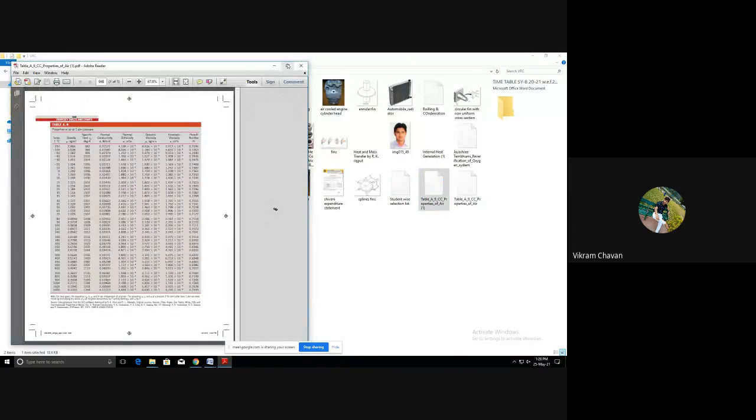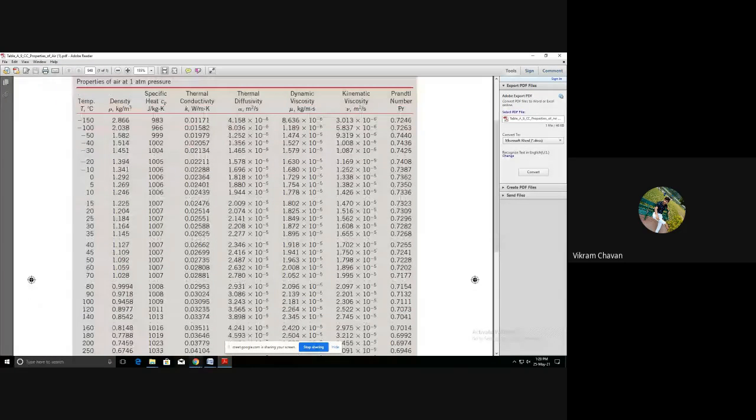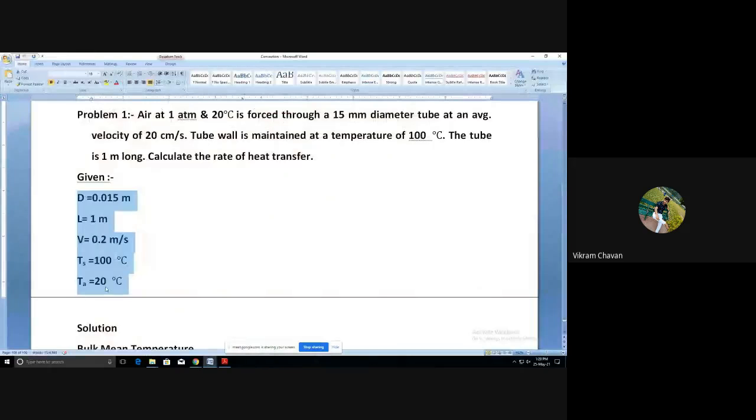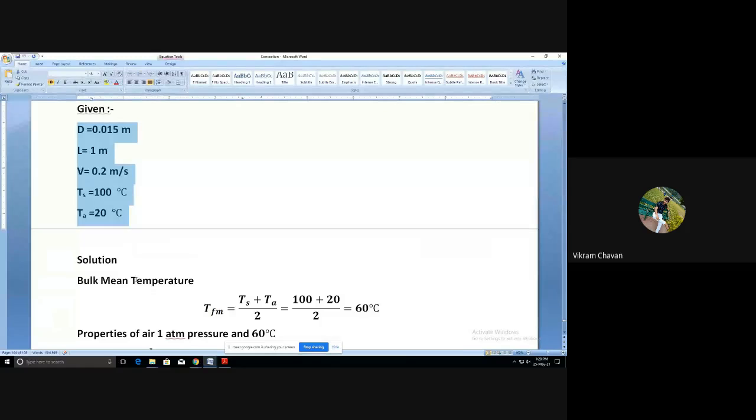So this kind of table we have to refer to. Now the question is at what temperature we have to consider the properties of air. The solution is that we have to consider the properties of the fluid at the bulk mean temperature, that is T suffix Fm. So for that reason, we have to calculate the bulk mean temperature.